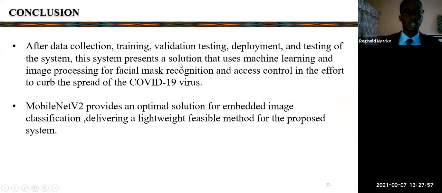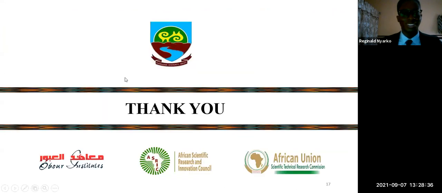So in conclusion, after data collection, training, validation, deployment, and testing of the system, this system presents a machine learning solution for image processing, facial mask recognition for access control, in efforts to curb the spread of the virus. This can be implemented in schools, at gatherings like the conference we are currently having, and many other places in efforts to curb the spread. And it's also, in conclusion, MobileNetV2 is an optimal solution for embedded systems. So thank you for your time.